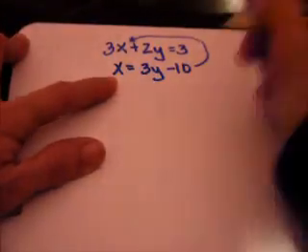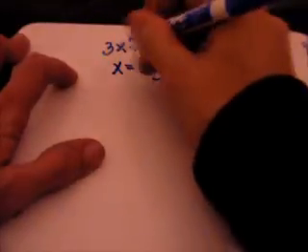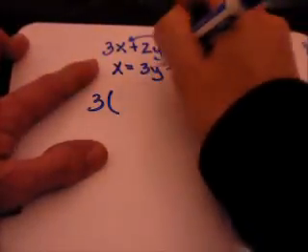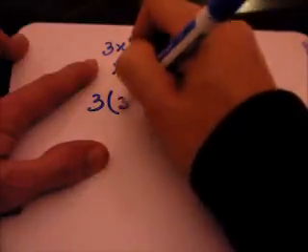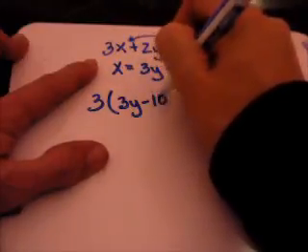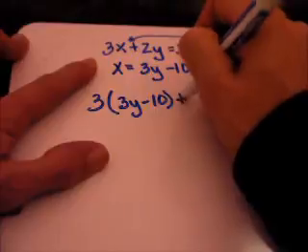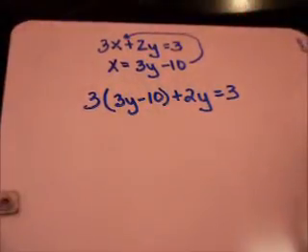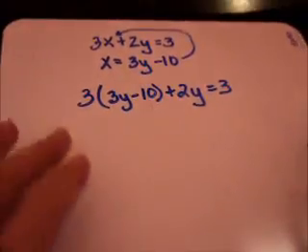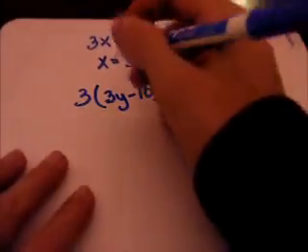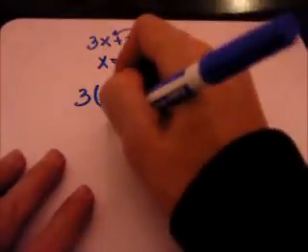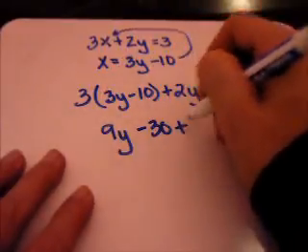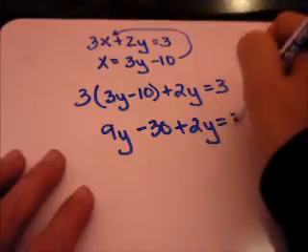So now we take the shell of x there and plug in the other equation: 3 times (3y minus 10) plus 2y equals 3. And once we get to that, again, it's stuff that you've done before, because you guys are awesome. So I get 9y minus 30 plus 2y equals 3.